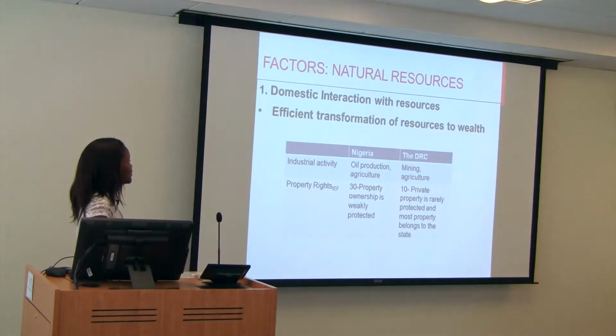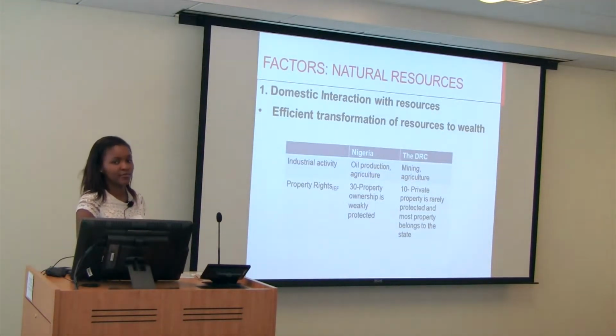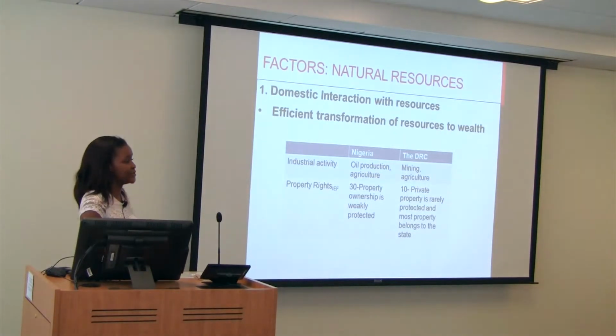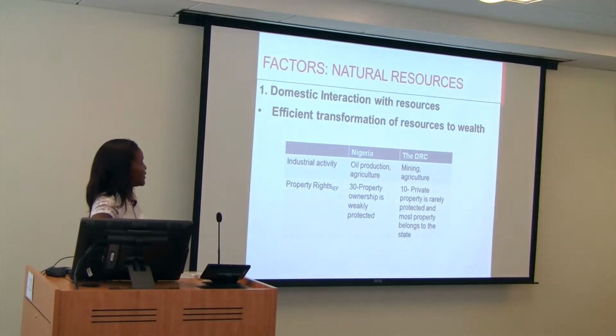So the first factor we'll be looking at is natural resources. Now, natural resources, as we know them, are supposed to be some sort of blessing to nations. They're supposed to create revenue and profit and help improve the standard of living. But over time, we've seen that natural resources have come out as sort of a curse to African countries, and we'll see how. But first, we'll have to look at how internally in these countries, these resources have been converted to wealth. How have they been efficiently transformed from natural resources to wealth for the people in these countries?